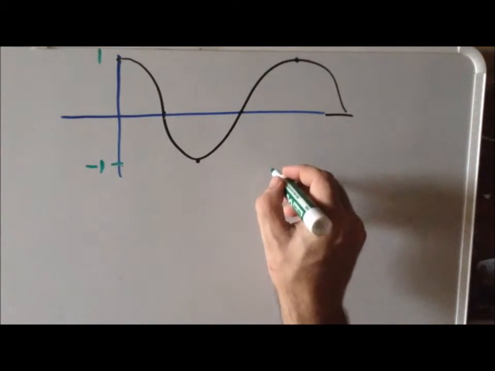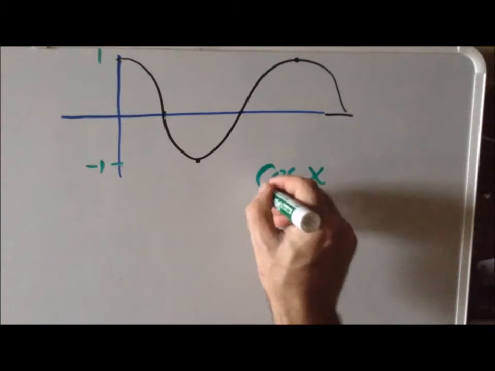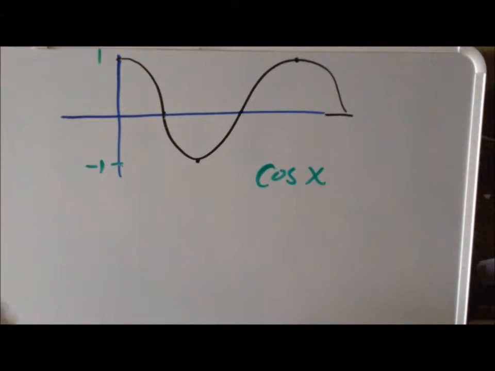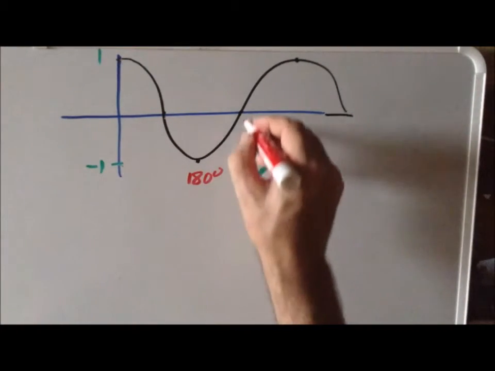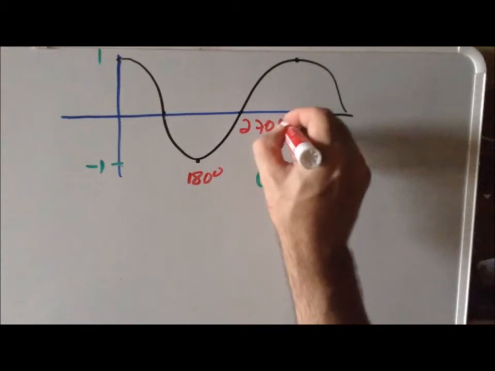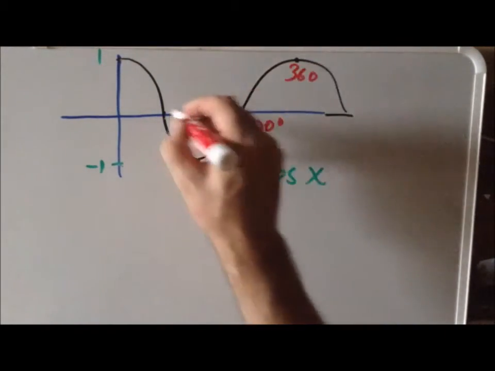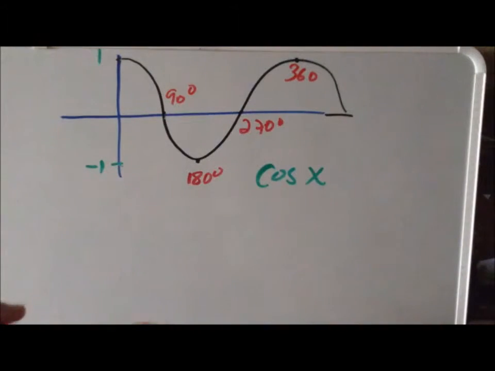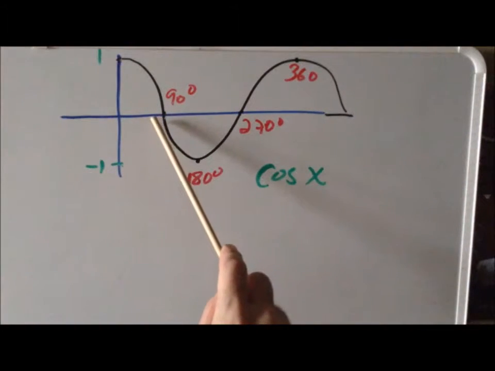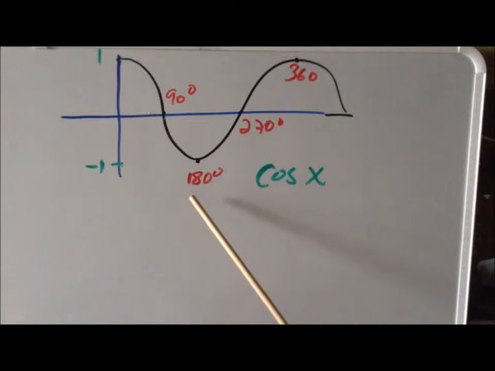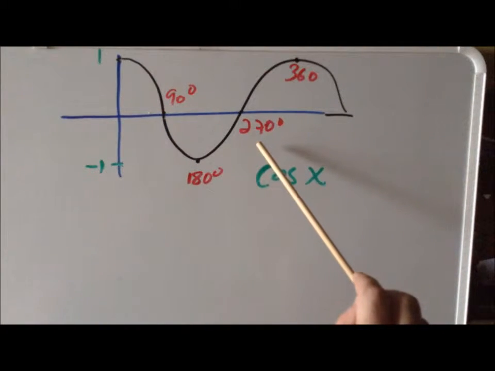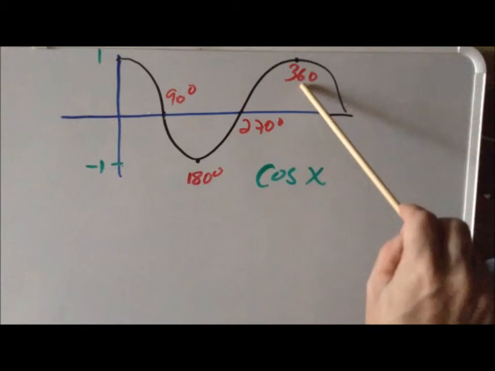So let's see the other important values from the point of view of degrees. This point here is 180 degrees. Here we have 270 degrees. Here's 360. And here is 90 degrees. So we notice right away that in the case of the cosine function, the cosine of 90 degrees is exactly 0. The cosine of 0 is positive 1. The cosine of 180 degrees is minus 1. The cosine of 270 degrees is going to be 0. And then it repeats again. So 360 degrees is the same as 0 degrees. The cosine has a value of 1.